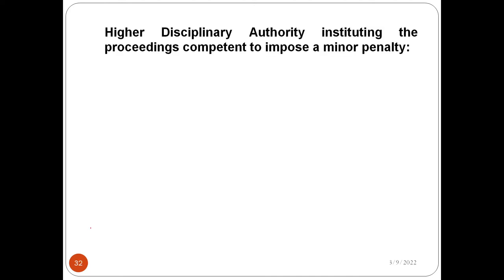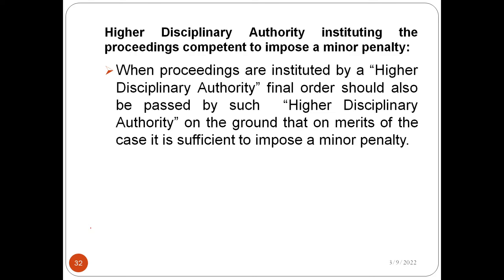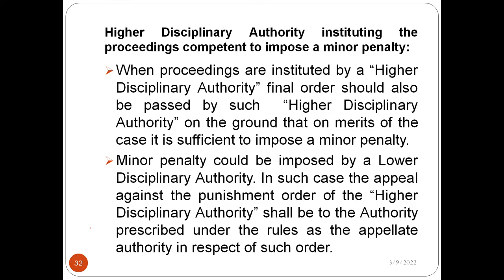Next, higher disciplinary authority instituting the proceedings competent to impose minor penalty. Where proceedings are instituted by a higher disciplinary authority, the final order should also be passed by the higher disciplinary authority, on the grounds that on merit of the case, it is sufficient to impose a minor penalty. Minor penalty could be imposed by a lower disciplinary authority. In such a case, the appeal against the punishment order of the higher disciplinary authority shall be to the authority prescribed under the rules as the appellate authority in respect of such order. In case proceedings are initiated by the higher authority, the final order is also passed by that higher authority only.